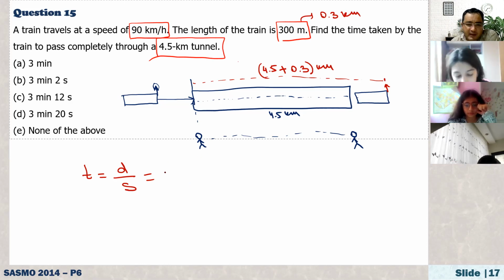Teaching online class. Anyway, here the distance. Now we know the distance. What is the distance? 4.5 plus 0.3. That's equal to 4.8 kilometers. And how about the speed? Speed is 90 kilometers per hour.